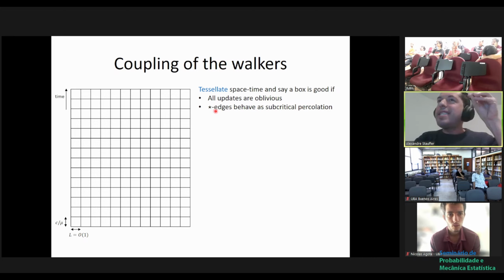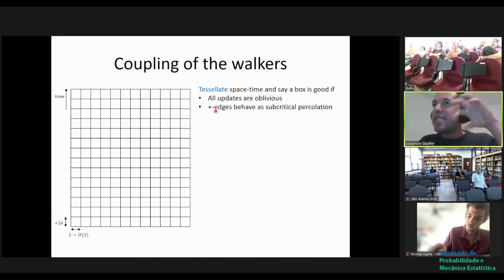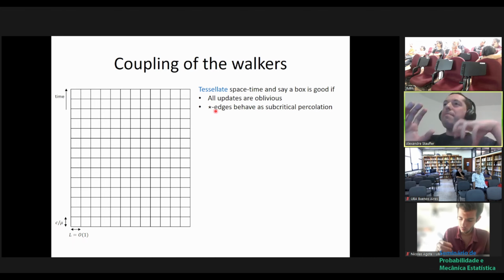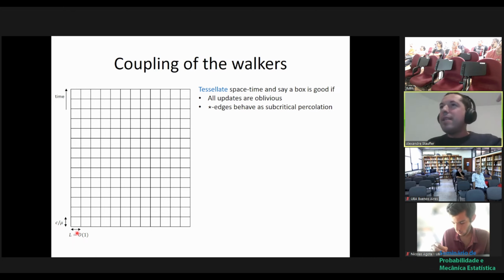And I want the star edge to behave somehow as subcritical percolation. That is, if the box has side L, I want the largest clusters to be at most log L, and essentially that's all I want. So the idea here is that if a walker enters a good box, it's in a good situation, because I have a lot of oblivious updates, so things are mostly independent, and it doesn't move too much. So I can control where it's going, or at least where it's not going. So it's not going far away.